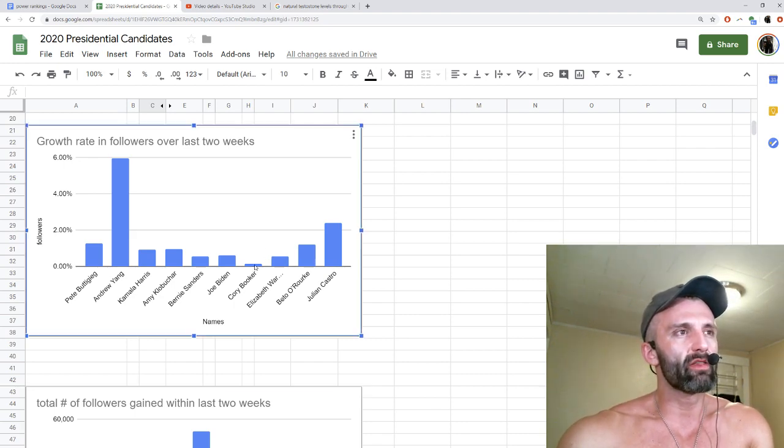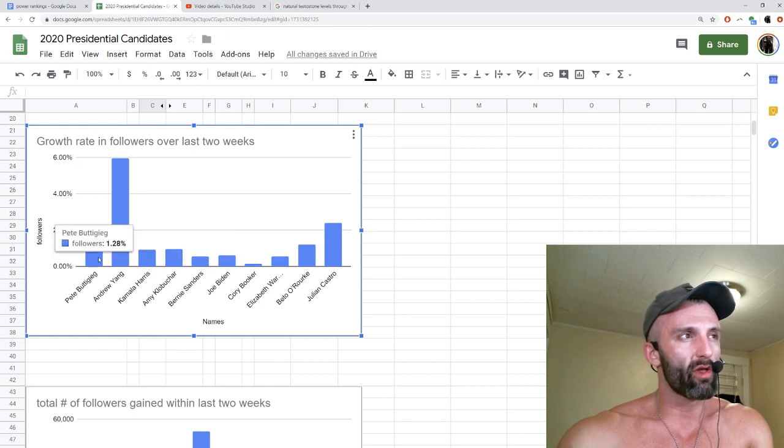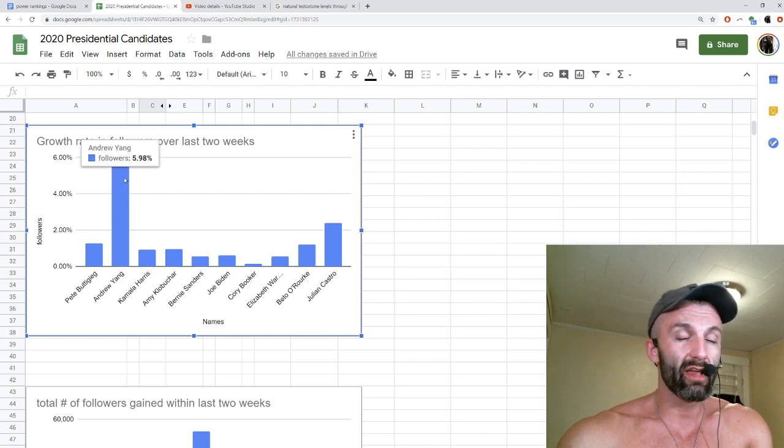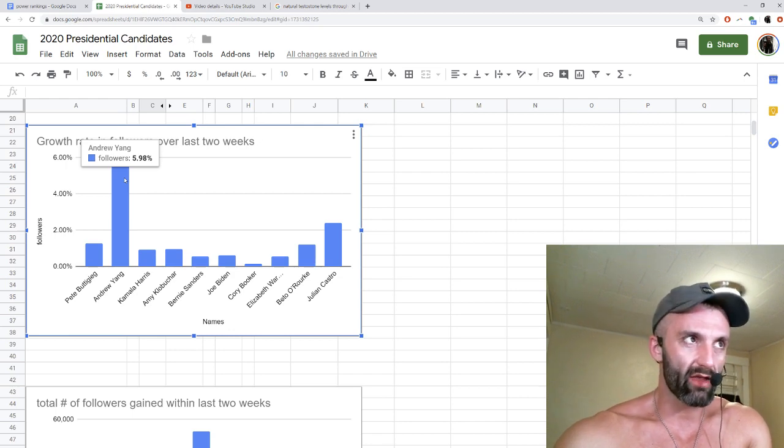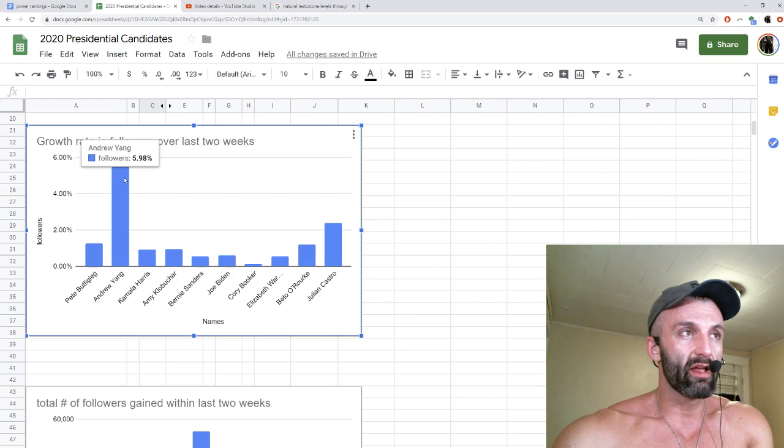Cory Booker pulls up the bottom with a 0.14% growth. A lot of the players here are pretty much all between 1.3 down to 0.14 for 8 of the people, except for Julian Castro and Andrew Yang. Andrew Yang, over the last 2 weeks, his growth rate was 6%. That's astonishingly quick for a growth rate. If you annualize the growth rate, because right now it's on a bi-weekly basis, if you annualize that, that's a crazy growth rate.